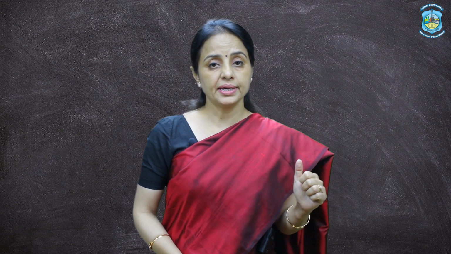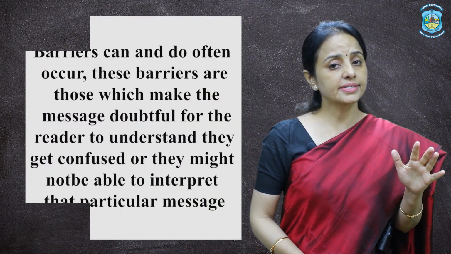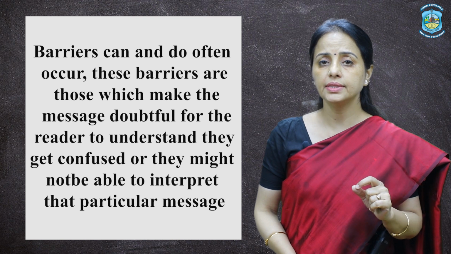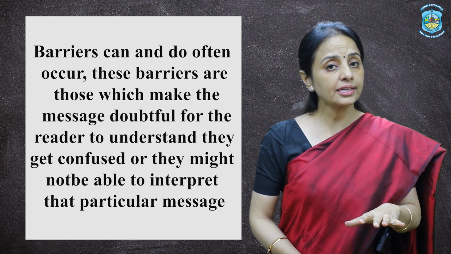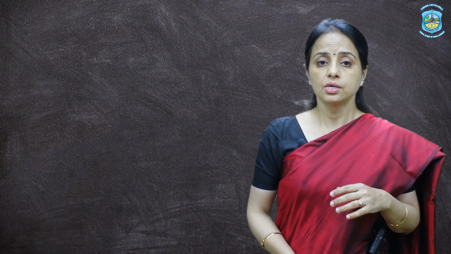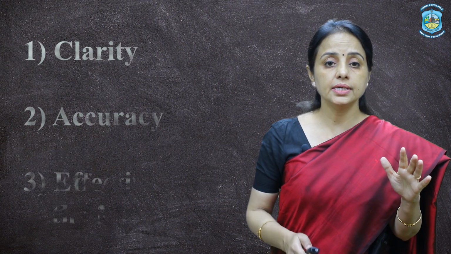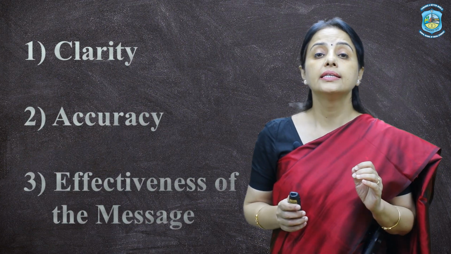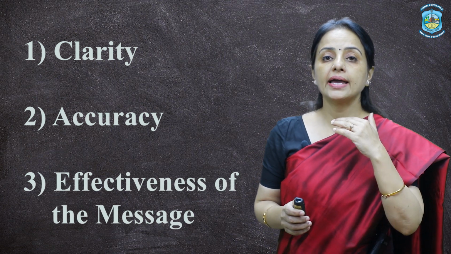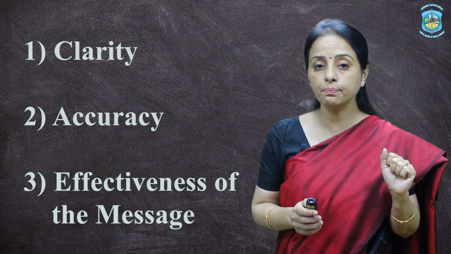We now begin with the topic barriers to communication. No matter how good the communication system in an organization is, barriers can and do often occur. These barriers are those which make the message doubtful for the reader to understand. They get confused, or they might not be able to interpret that particular message. So, barriers are the factors which influence the clarity, the accuracy, as well as the effectiveness of the message by acting upon any or all of these basic elements of the communication process.